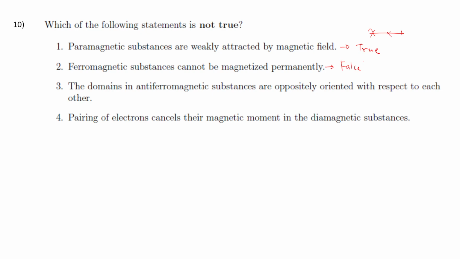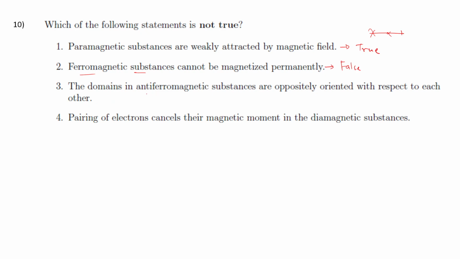Why? Because ferromagnetic substances are those substances in which, if we remove the magnetic field also, the magnetization will still be there. So it is the definition of ferromagnetic. So this thing is false. It can actually be permanently magnetized. So the permanent magnets that we see, those are ferromagnets.